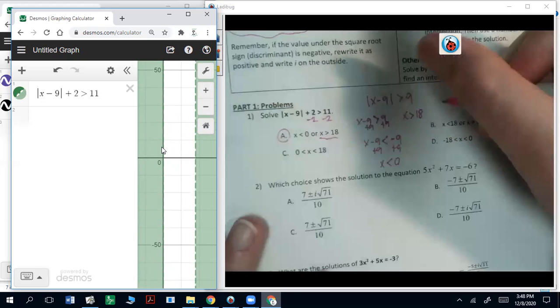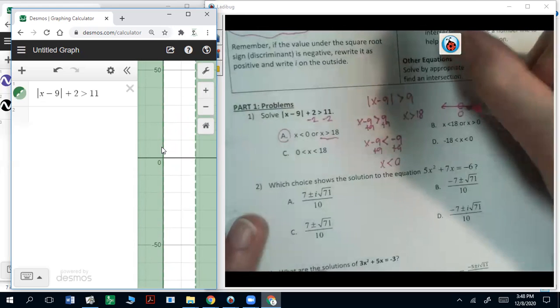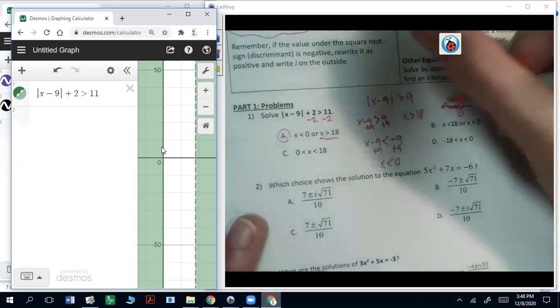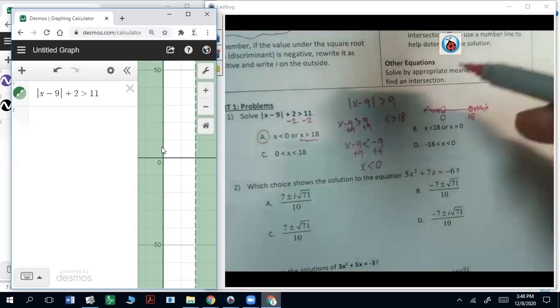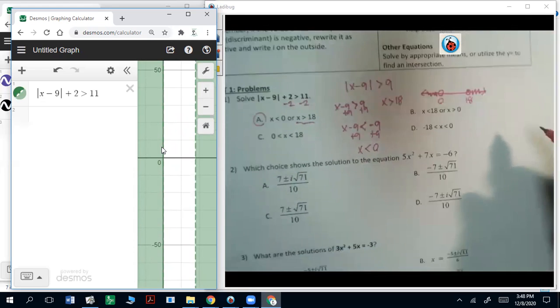So on a number line, it looks like this. 19, 20, 21, those work. -1, -2, -3, those work. But anything between 0 and 18, including them, does not work.